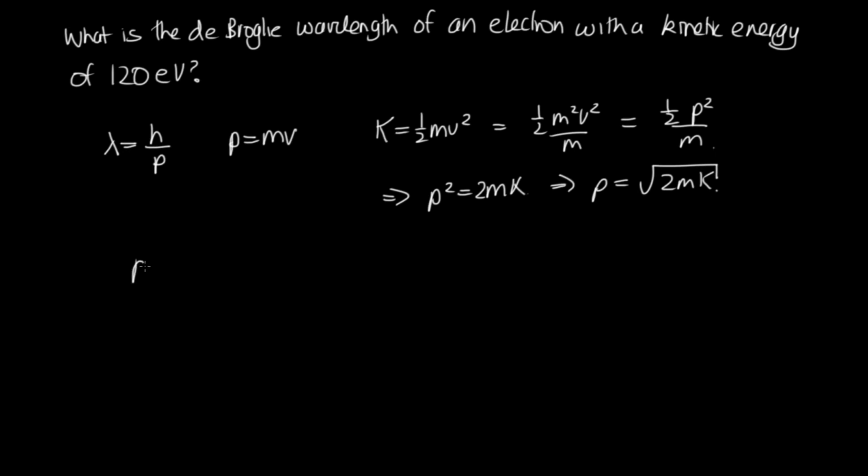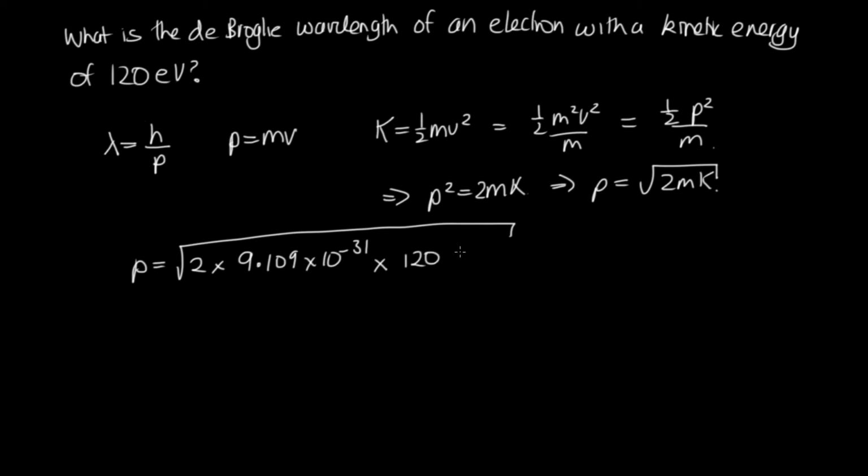Okay, so p is equal to the square root of 2 times m. Now m, that's the mass of an electron, so 9.109 times 10 to the minus 31. And then we need to times it by the kinetic energy, which is 120 electron volts. But to get it from electron volts to joules, which is what we need, SI units, we multiply that by 1.602 times 10 to the minus 19, the charge on an electron. Okay, solving this on the calculator, we get 5.918 times 10 to the minus 24.